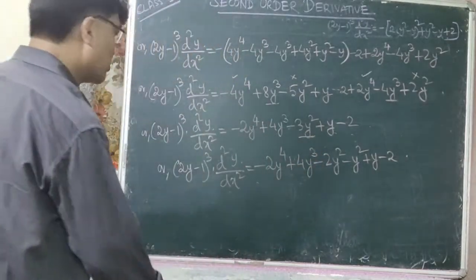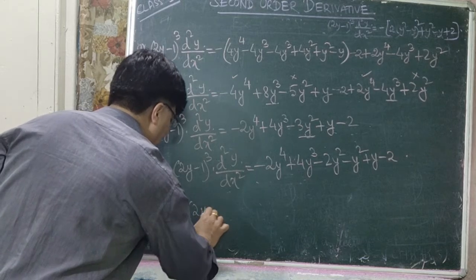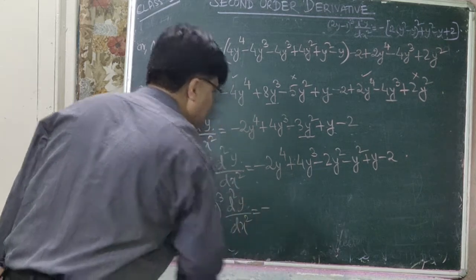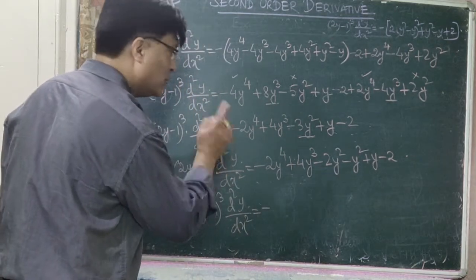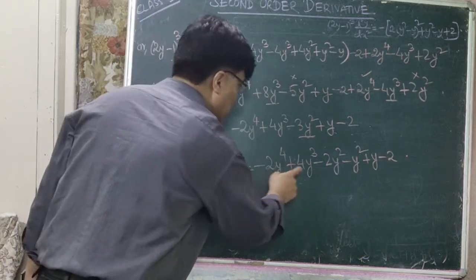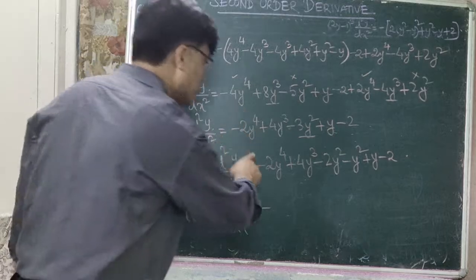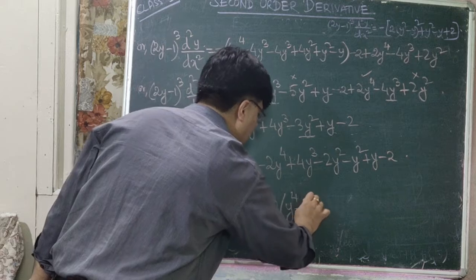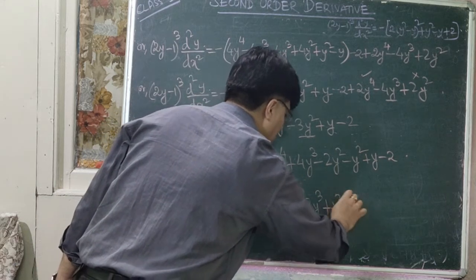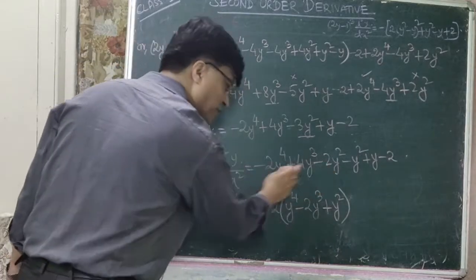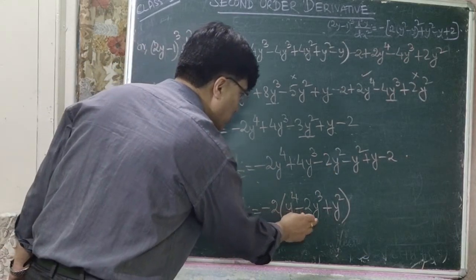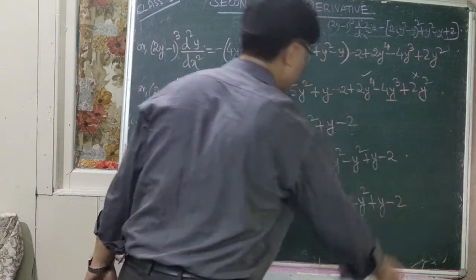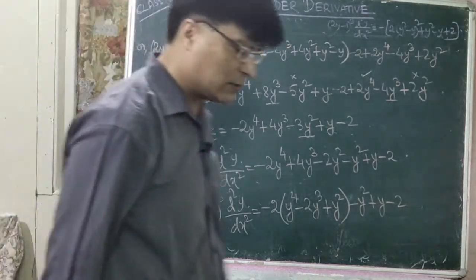From the first three terms, what is common there? So this is your (2y minus 1) whole cube into d2y by dx square is equal to minus, here minus 2 is taken common, only 2 common here, not y. You take only 2 common here. So within bracket, what do we get? Y to the power 4 minus 2y cube plus y square. Is that clear? Here minus 2 is common from the first 3 terms. Minus 2 into (y to the power 4 minus 2y cube plus y square). Then this is minus y square plus y minus 2. Is that clear now? So you can copy it.